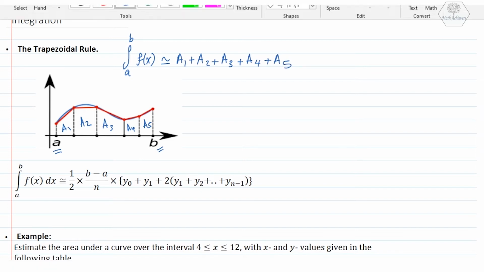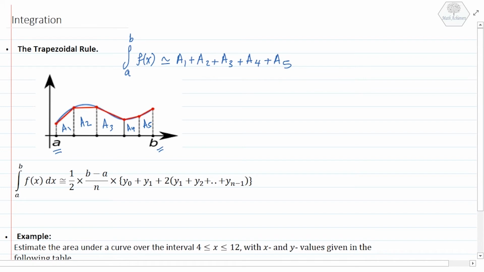And there is already a rule that is given in your formula booklet. It says that the integration from A to B of f(x) dx is simply equal to half times (b minus a) over n. N is simply the number of trapeziums formed.